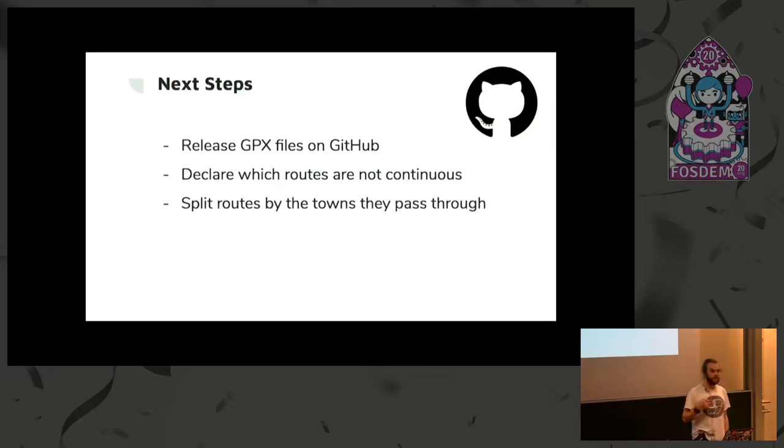I would like to declare which routes are not continuous, so you have a percentage of the route that doesn't actually follow a way, so you know that in advance when you're trying to use these GPX files to go on a long adventure. And additionally, because often people won't necessarily want to follow the 200 miles of route as a continuous section, to split the routes by the towns they pass through, which is an easily achievable thing with the Overpass API by looking at whatever towns they pass through and then working out little sections that you can then download. So those are some of the next steps available.